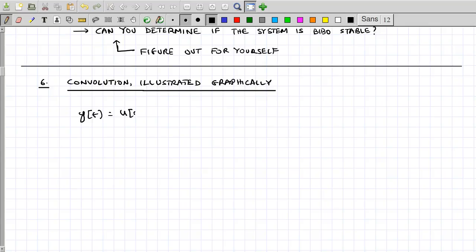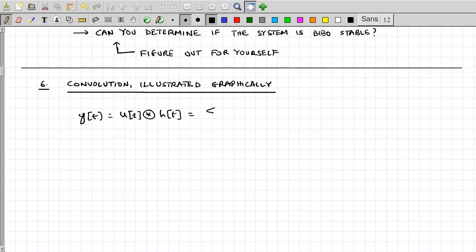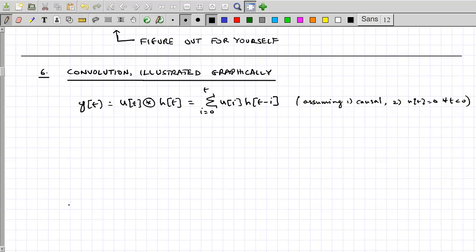is the input u of t convolved with h of t, and this, in the simplest case, is sigma I equals 0 to t of u i h of t minus i, as we have just seen. And this is assuming two things: one, causal, two, u of t equals 0 for t less than 0, right? So we'll stick with that case for simplicity.